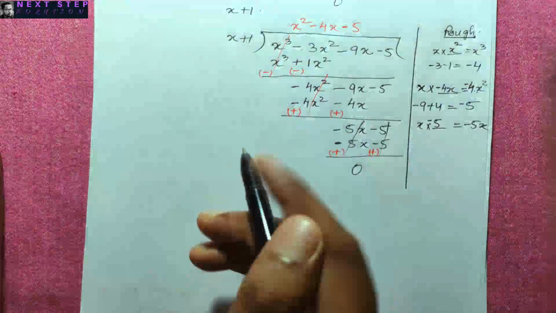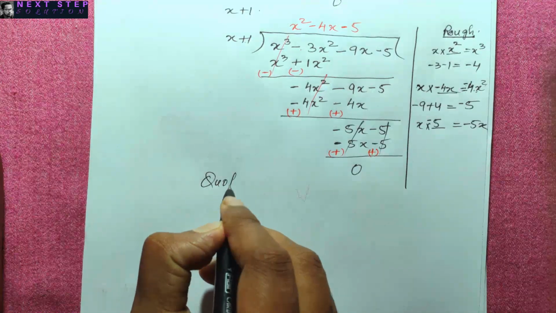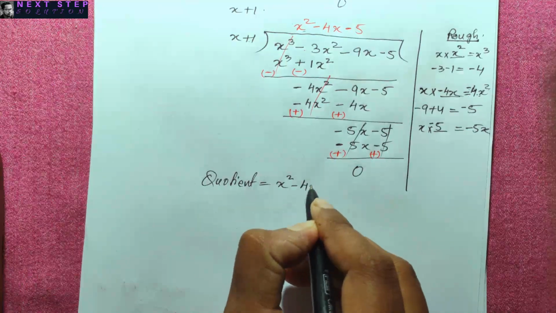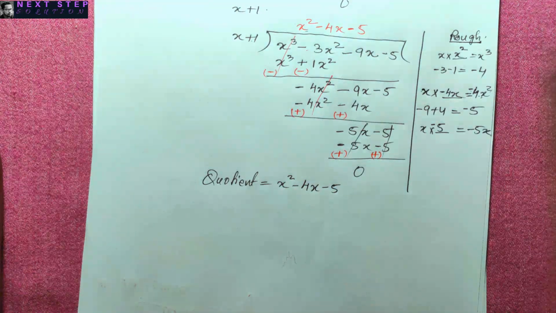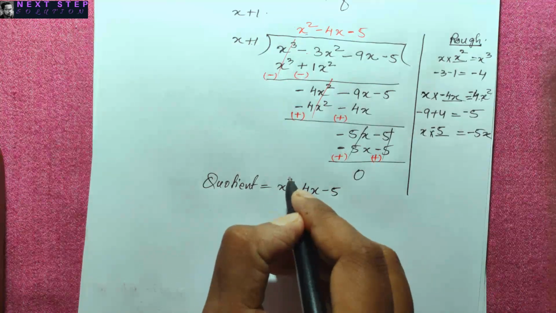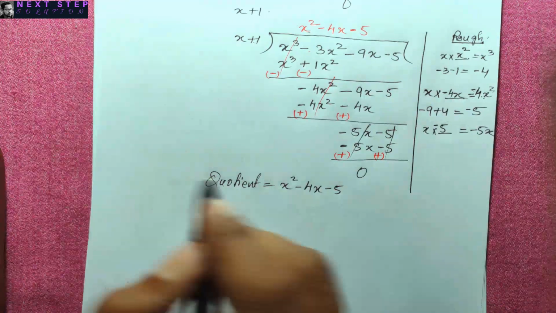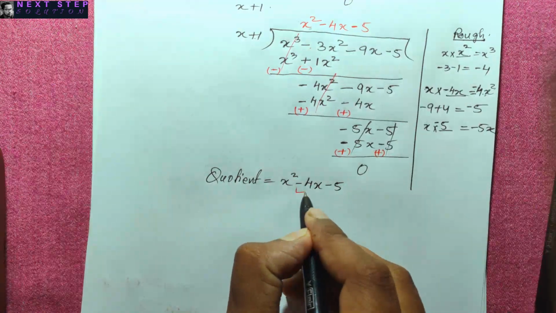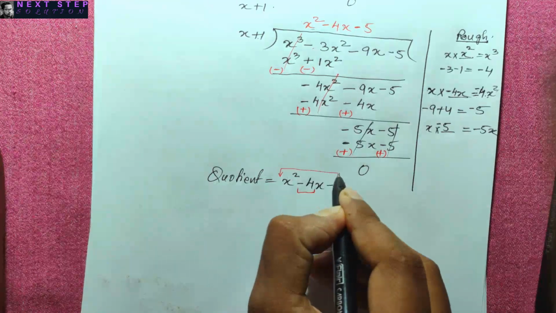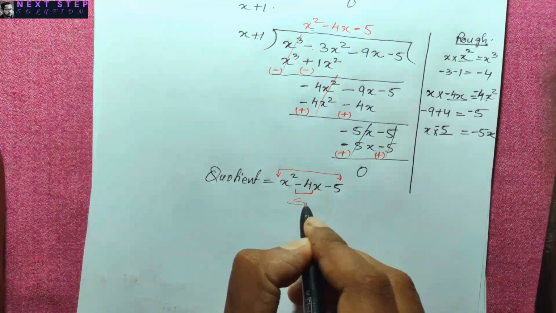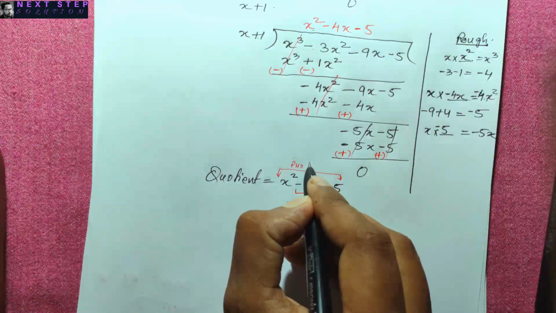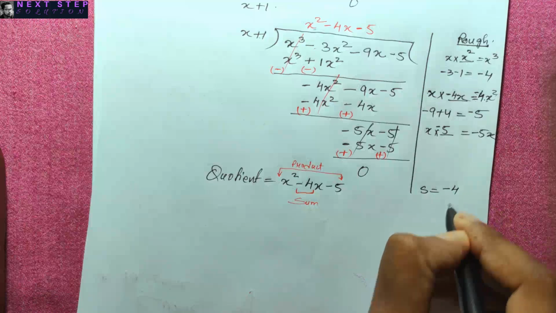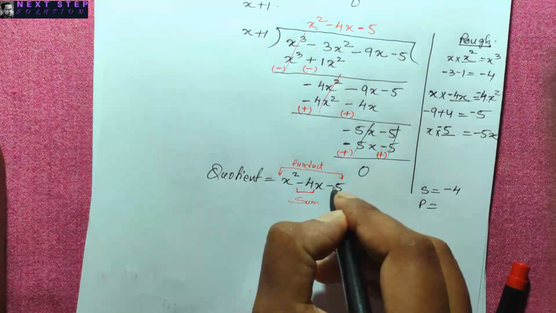Now we take the question. The question is x square minus 4x minus 5. If you observe this nicely, this is a quadratic polynomial. Quadratic means the degree is 2, and for a quadratic polynomial, we follow the previous method of factorizing by splitting the middle term. Here the sum is minus 4 and the product is 1 into minus 5.